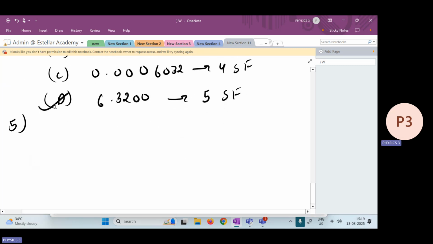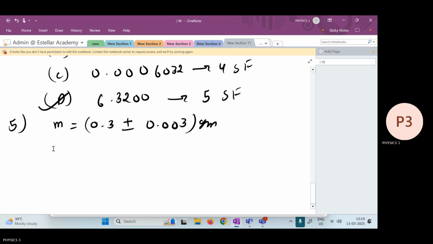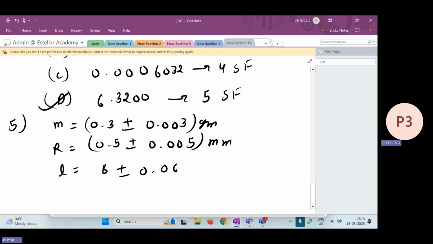In the next question, the fifth question, we have been given its mass as m is equal to 0.3 plus minus 0.003 gram. Its radius we have been given as 0.5 plus minus 0.005 mm, and its length we have been given as 6 plus minus 0.06 centimeter.